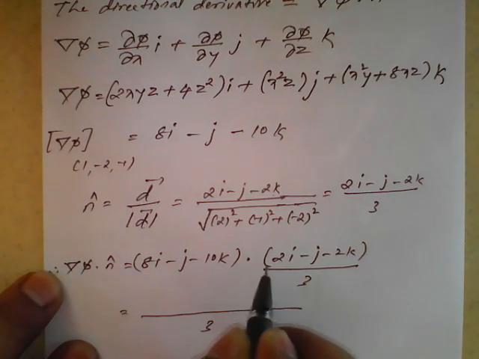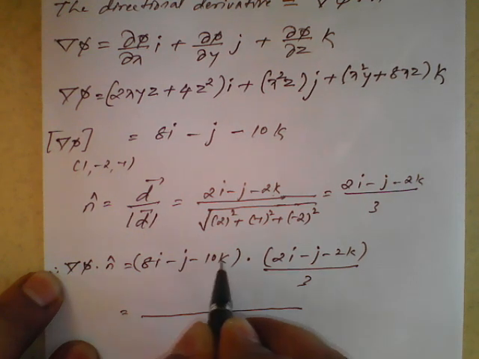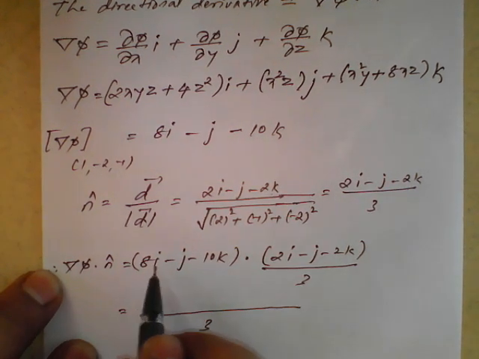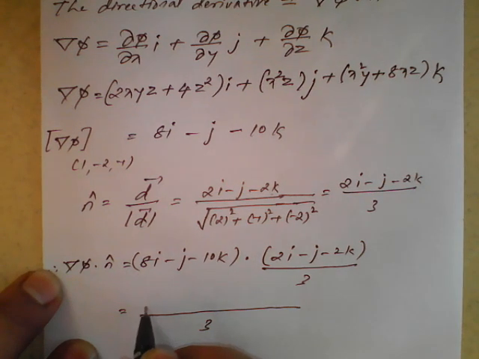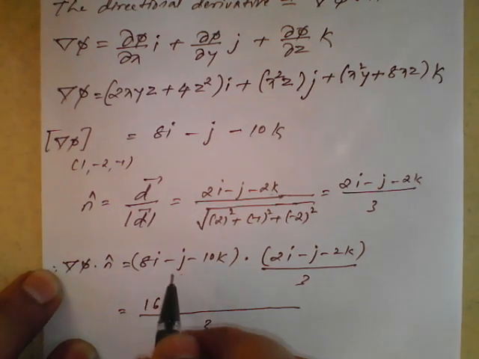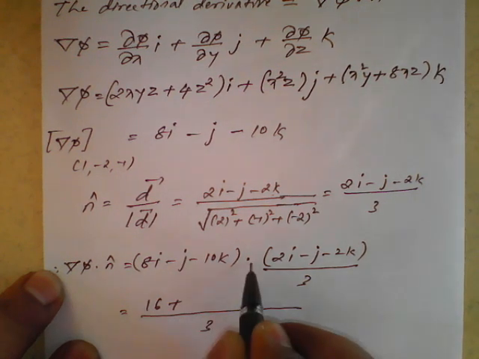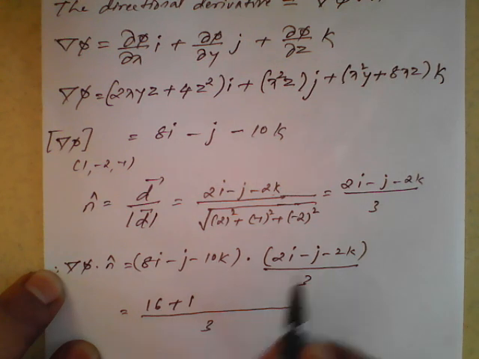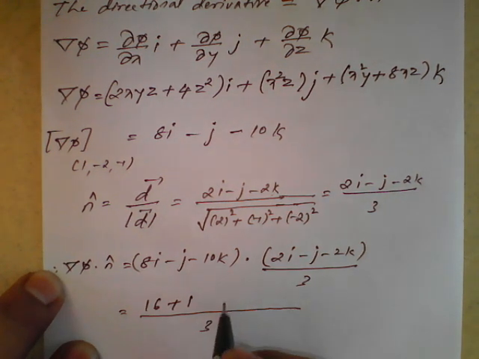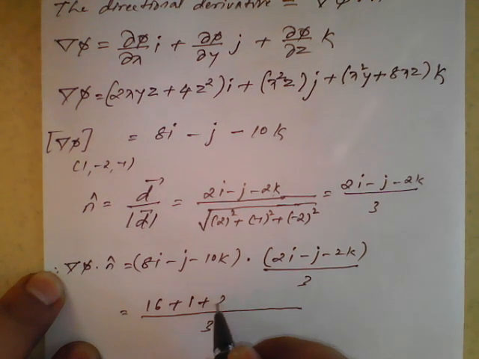So i dot i, the first term with the first term, second term with second term, third term with third term. So 8i dot 2i: 8 twos are 16, and i dot i is 1. Minus into minus is plus. The coefficient of j dot j is 1, so 1 into 1 is 1. Minus into minus is plus, and 10 into 2 is 20.